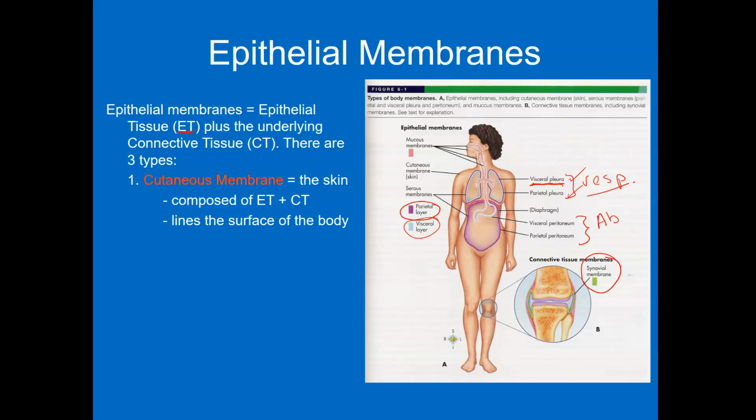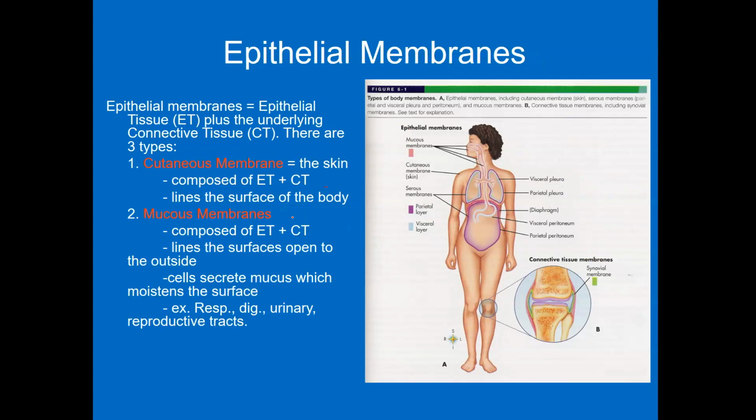So the cutaneous membrane, the stuff on the outside, is your actual skin, okay? And it's made of epithelial tissue and connective tissue. And like I said, it lines the surfaces of the body on the inside and the outside. Mucous membranes secrete mucus. Yay, mucus. What's the point of mucus? I know it seems really obnoxious, especially when you have allergies. Mucus is intended to move things along and keep stuff out of your system.